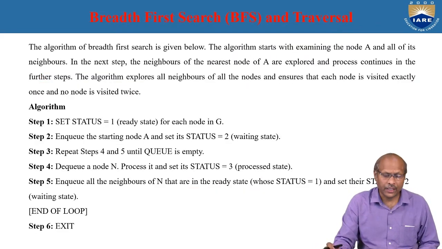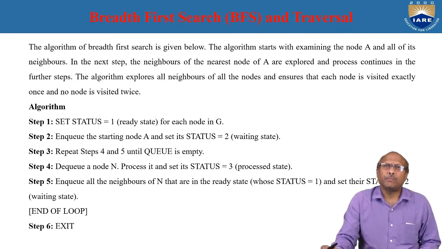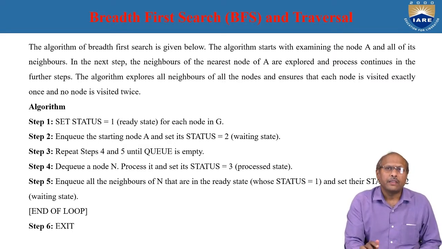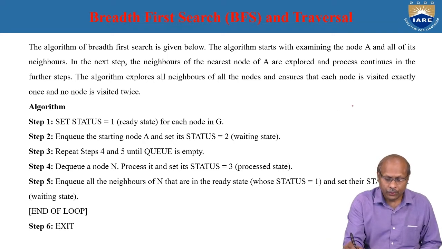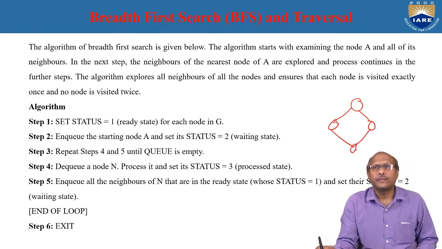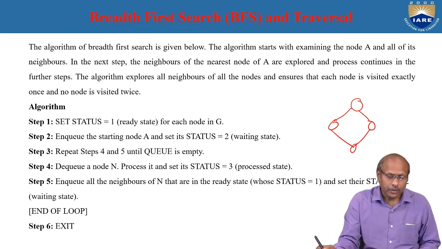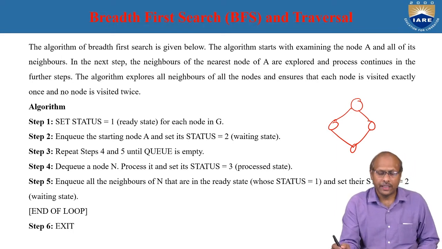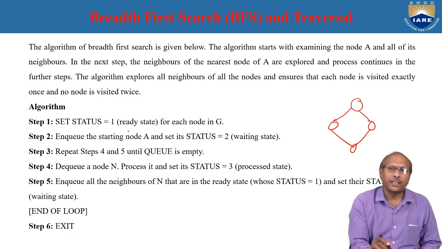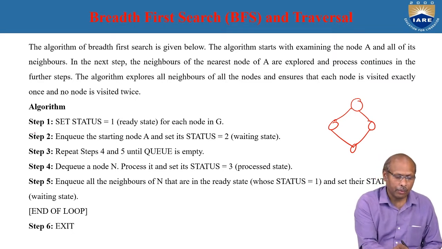First, we will see the algorithm details of the BFS. The algorithm of breadth first search is given below. You can read this one. There are 5 steps. When you take a graph, you can start from an initial node and put each node in 3 different states. First, you put a status 1. 1 means ready state. Step number 1.